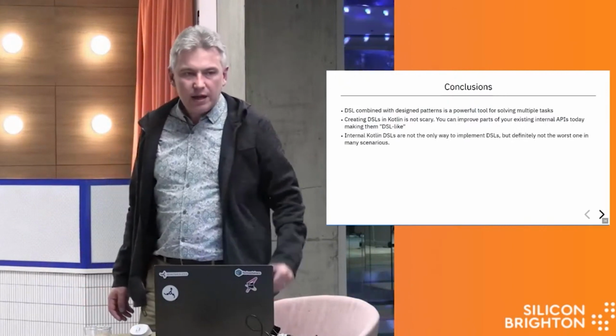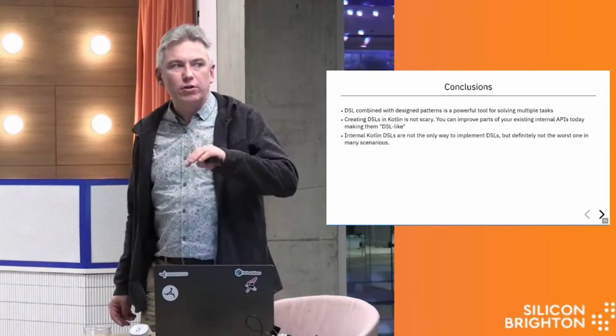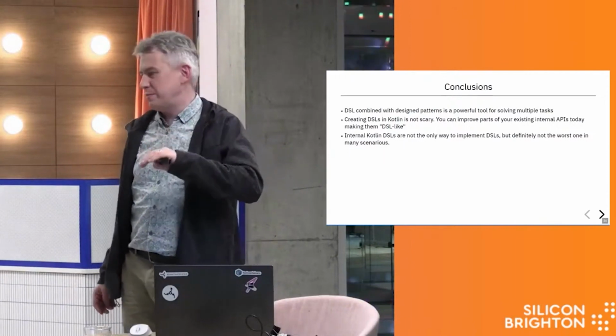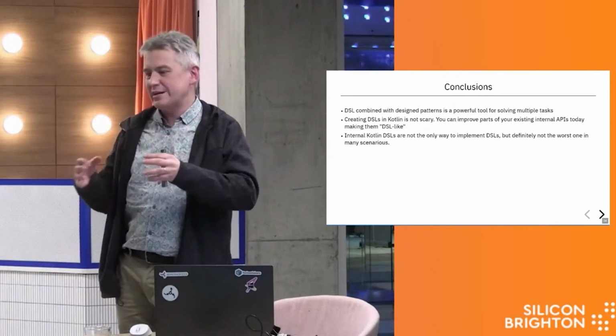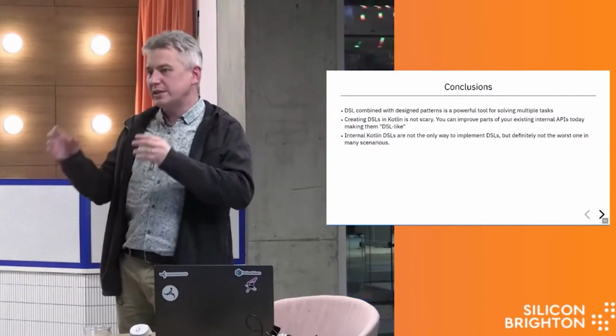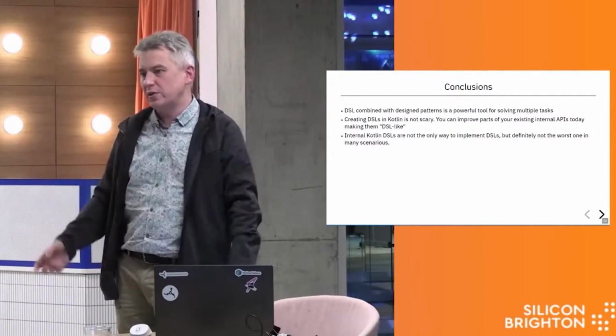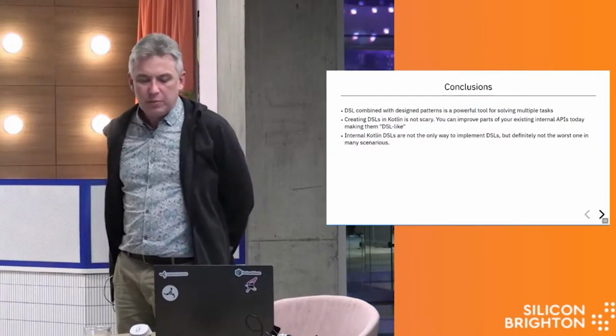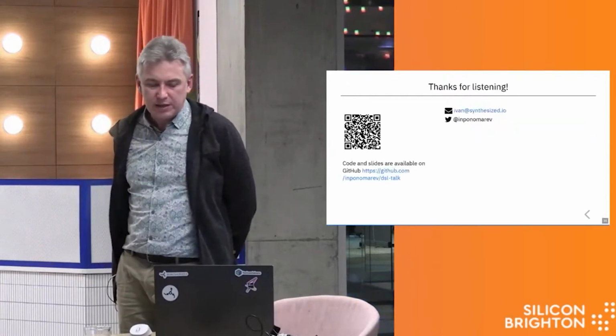And of course, internal Kotlin DSLs are not the only way to implement DSLs. You saw my categorizations, just four big categories, and Kotlin DSLs are just one tiny category. There are other options as well. But definitely, it's not the worst in many scenarios.